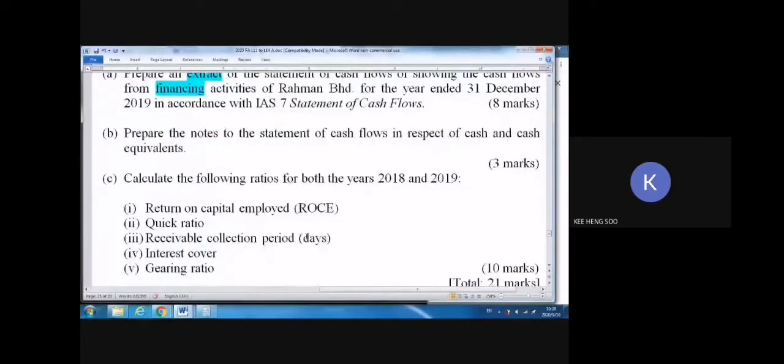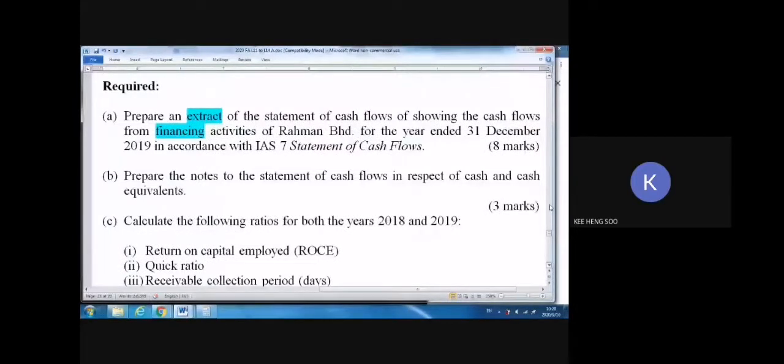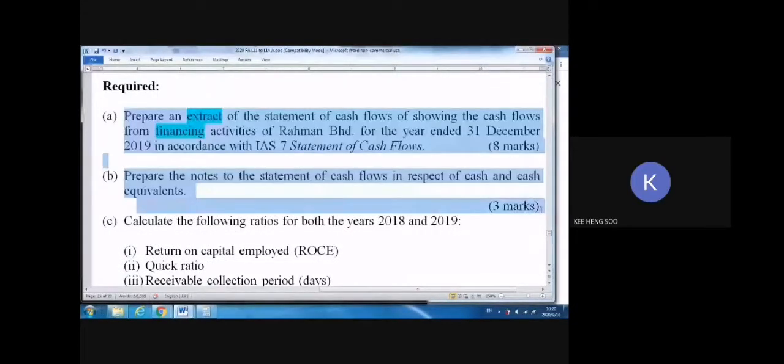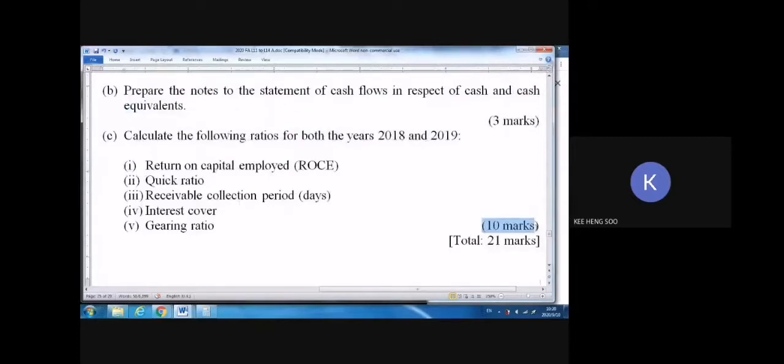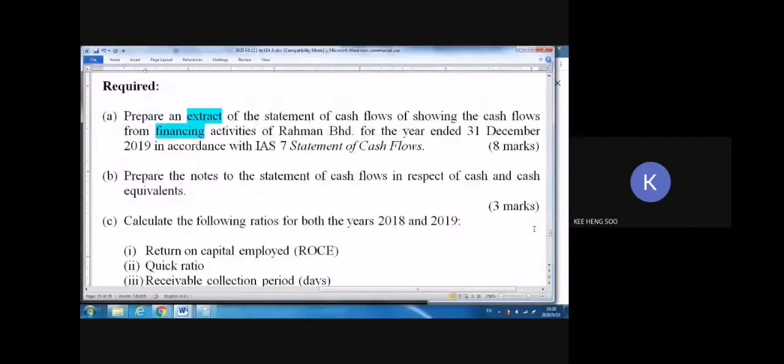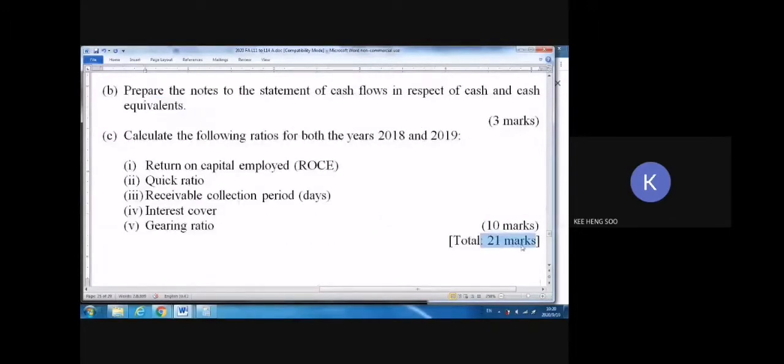Can you see that? One question, part A and B, total 11 marks. 11 marks for the statement of cash flow, 10 marks for the ratio analysis. That means almost 50%. Can you see that? Total 21 marks. Okay, this is the first time we have the online assessment, so there's no 25 marks each question. This is an April paper. First time we have online assessment.